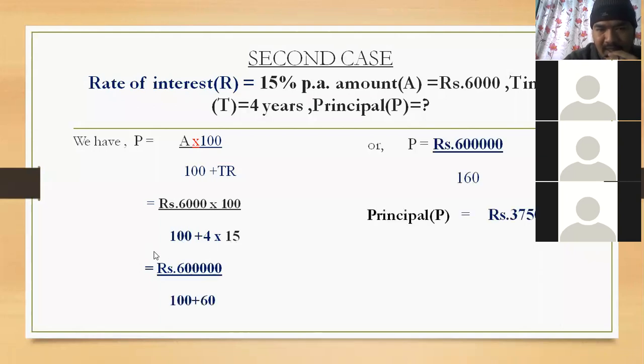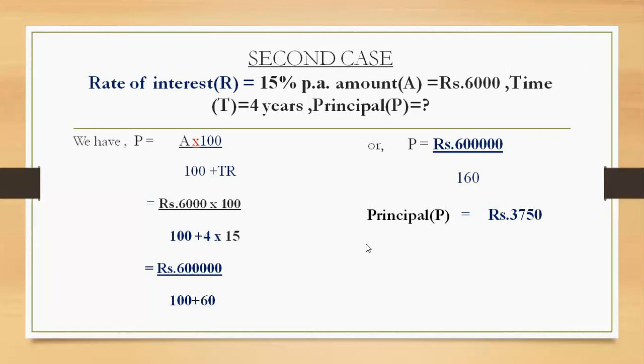15 times 4 is 60. Then 60 will be added to 100, so it will be 160. Then 6,000 times 100 is 6 lakh, divided by 160. It will come to 3,750. Are you clear about this question? Yes, sir. How many parts does the question have? Two parts. From the first part we found the rate of interest, and that rate of interest will be used in the second part. Are you clear, children? Yes, sir. Good. Now I am moving to the next question.